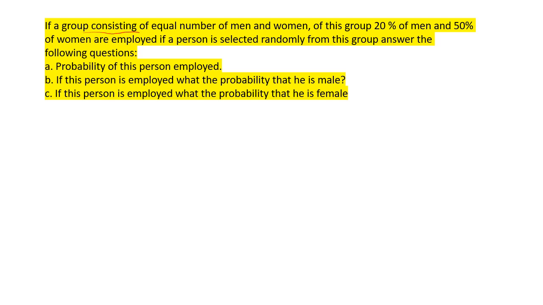Now, a group consisting of an equal number of men and women. Okay, this is important. There is a group consisting of men and women, equal number. Of this group, 20% of men and 50% of women are employed. If a person is selected randomly, let's find the following probabilities. The probability that this person is employed. If this person is employed, what's the probability that he is male?